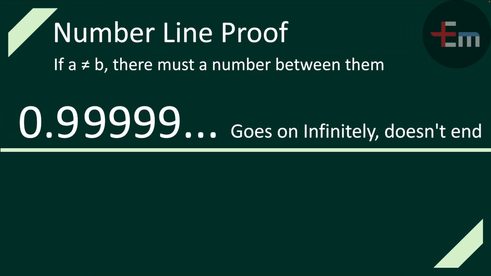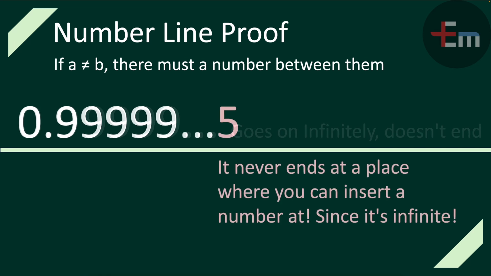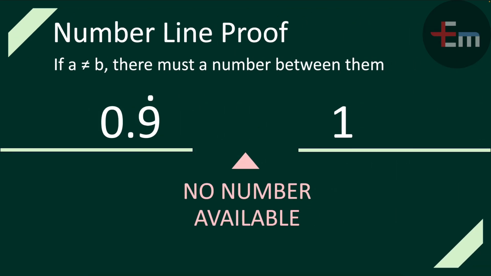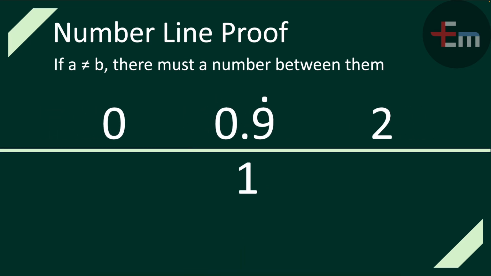It doesn't terminate. So there could never be a number between 0.9 recurring and 1, because 0.9 recurring goes on forever, and you cannot add a number after it, because there is no after it, since it never ends. So if there's no number between 0.9 recurring and 1, they are the same number.